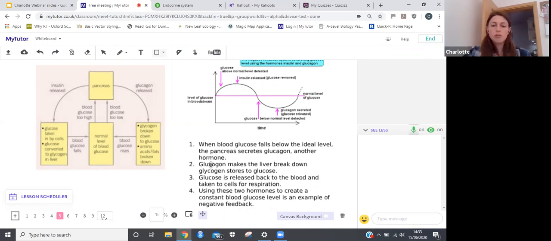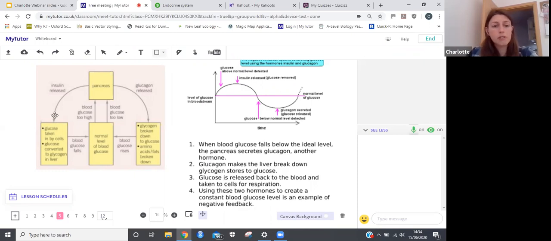And using those two hormones creates a kind of constant blood glucose level. So it's constantly fluctuating, but you're always aiming to get back to that optimum level. And it's an example of negative feedback. So a change happens, which triggers a response, which takes it back to the normal level. We're going to talk more about negative feedback next week. But it's a really good example of that.